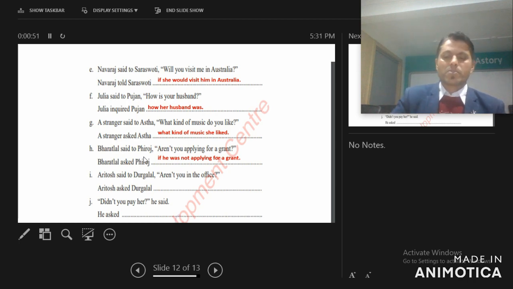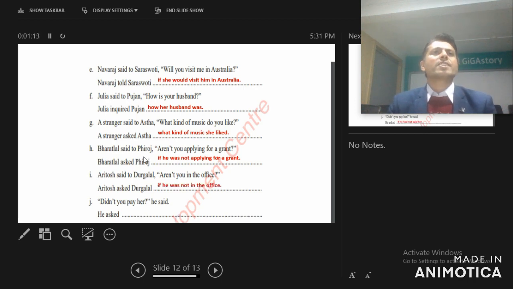Got it? Okay, now come to number I. Read out the question first. Aritosh said to Durgalal, aren't you in the office? Said to becomes asked. Aritosh asked Durgalal if or whether he wasn't in the office. You is a second person pronoun, changed according to the object. The object is Durgalal, so we write he, and are changes to was not in the office. At last, a full stop.